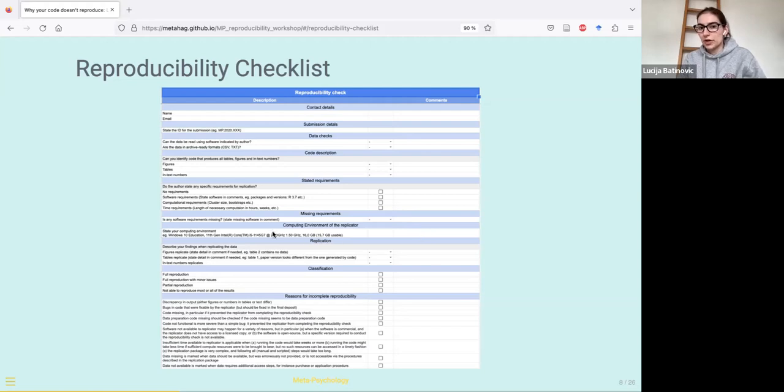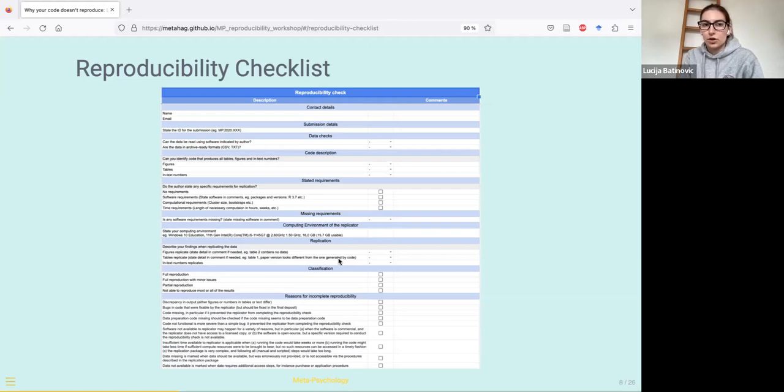We also state our computing environment because this is one of the biggest issues when it comes to reproducing. And then we also describe if we were able to find that everything replicates. And also then we comment on where we found the issues, whether the authors actually fixed it, how they fixed it, and any other comments that we have on it.